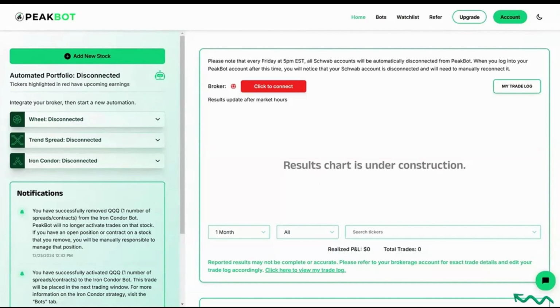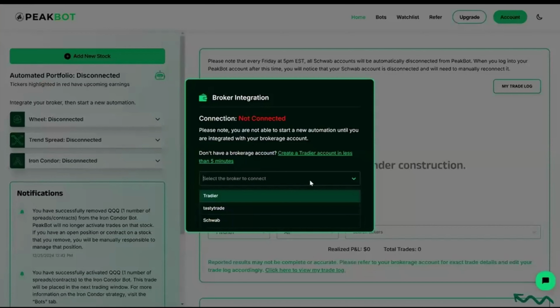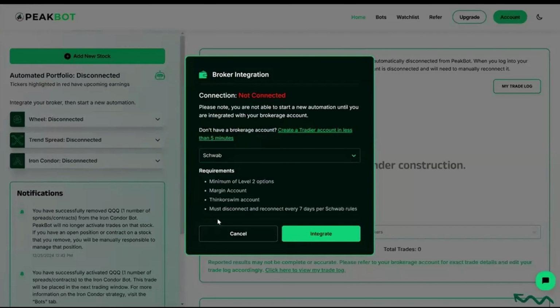What I really like about the PeakBot is the ease at which it was set up. I did record this earlier. This is the screen. When you log into the PeakBot, this is your home screen. First thing you do is click connect to the broker. And right there, I'm using Schwab. So we click on Schwab.